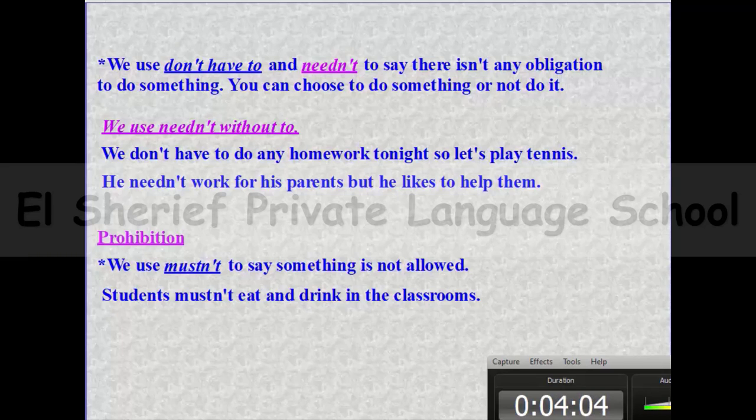We use don't have to and the word needn't to say there isn't any obligation to do something. You can choose to do something or not to do it. So it's optional. That means that it's not an obligation. It's optional for you to do it or to leave it. We use needn't, but without the preposition to. Okay? We don't have to do any homework tonight. So let's play tennis.